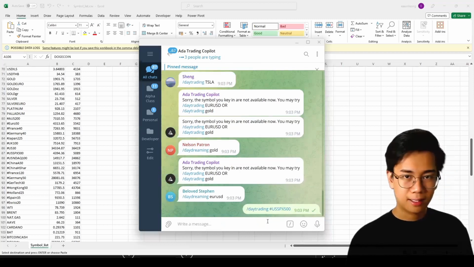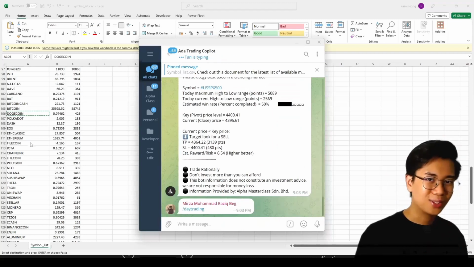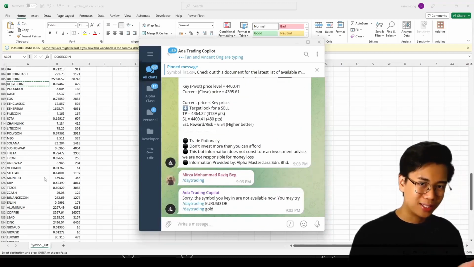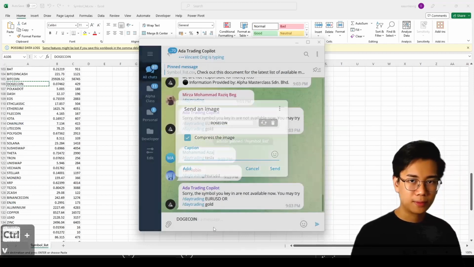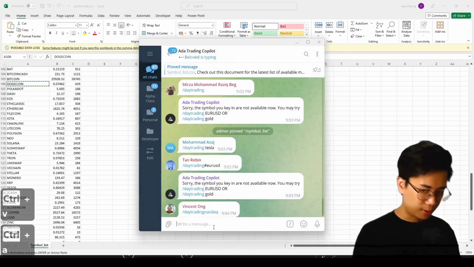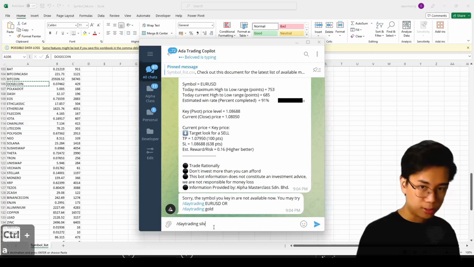Got XRP. I did not check XRP before, so I cannot comment on this part. But you can take the same formula and analyze like how you're doing. Last one will be silver. So I want to go for /day trading silver.